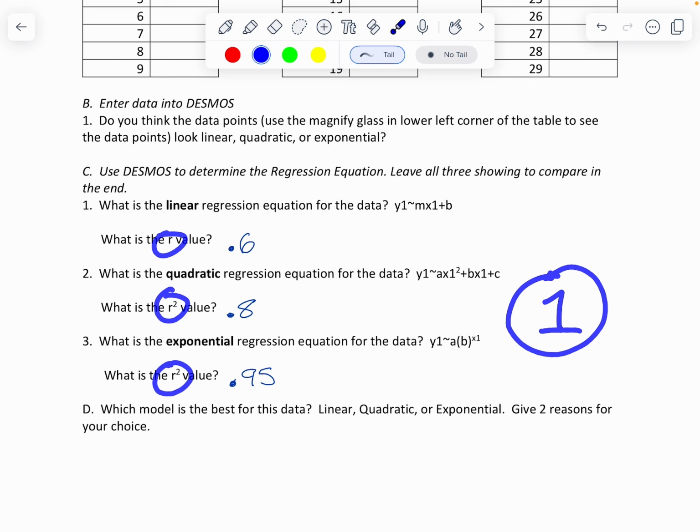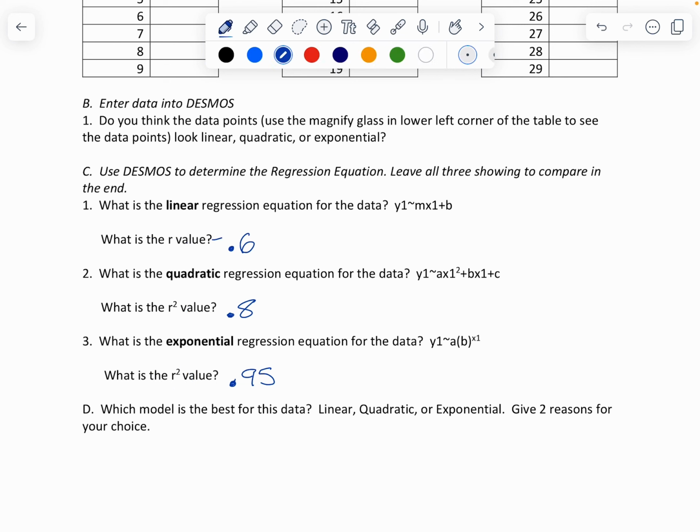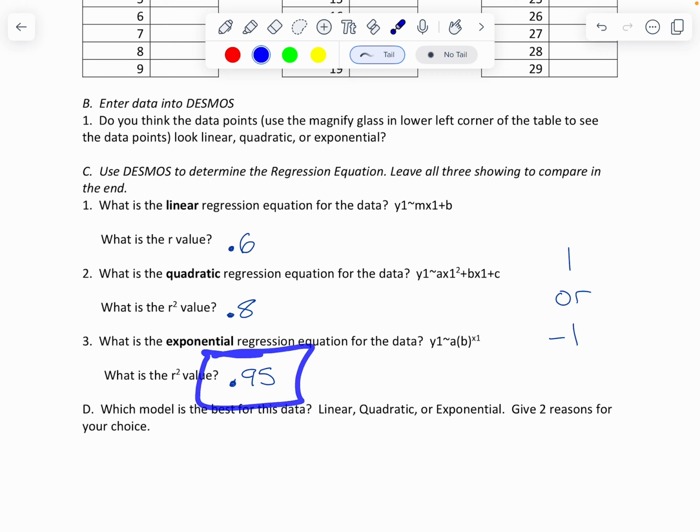The closer you are to 1 or negative 1, sorry, I forgot to point that out. These could all be negative, right? So that could be negative 0.6, negative 0.8, negative 0.95. The closer you are to 1 or negative 1, the stronger the relationship. That's something that we looked at way back last semester. So in this case, I would say that exponential regression was definitely close to 1, so that was the strongest relationship, so I'd probably say that this is exponential.